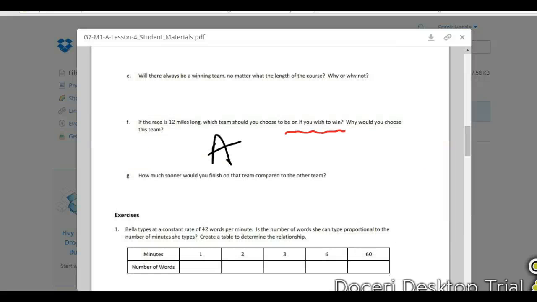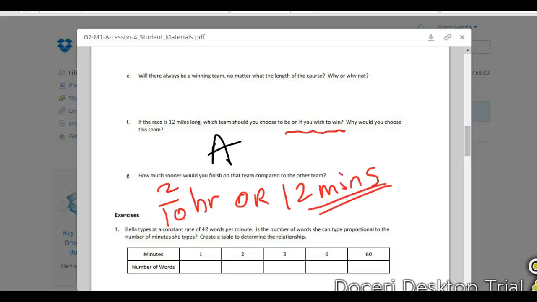2/10 of an hour or 12 minutes, and see if you understand how that works out. 2/10 of an hour, so 1/10 of an hour is 6 minutes. If you split up 60 minutes into tenths, there's 6 in each one, right? So yes, 12 minutes. You'd be 12 minutes faster.